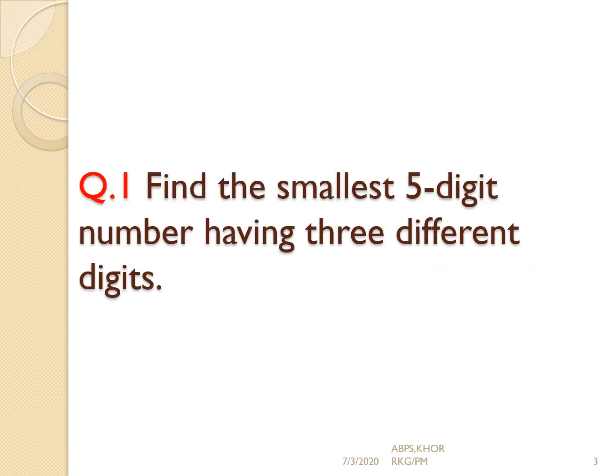Let us see. Question number 1. Find the smallest 5-digit number having 3 different digits. What we have to do here? We have to frame the smallest 5-digit number, but only using 3 different digits. And which are the digits? Digits are 0, 1, 2, 3, 4, 5, 6, 7, 8 and 9. Using these digits, we can make so many new numbers here.